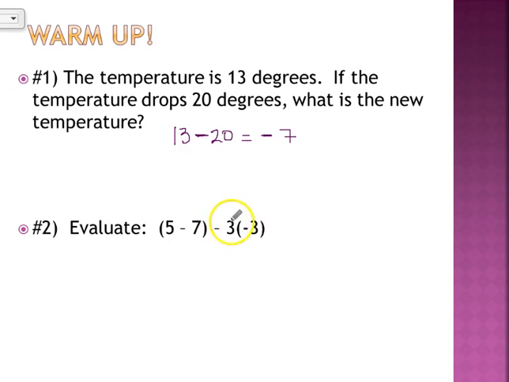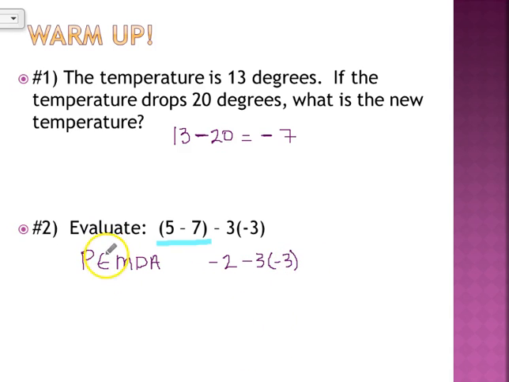Then we're going to evaluate this expression below. So let's remember PEMDAS, our order of operations. It tells us to do what's in parentheses first. The P stands for parentheses. So let's go ahead and do what's in parentheses. 5 minus 7, let's rewrite the equation with evaluating 5 minus 7. 5 minus 7, you're going to get negative 2. And then we still have in the equation negative 2 minus negative 3 times negative 3.